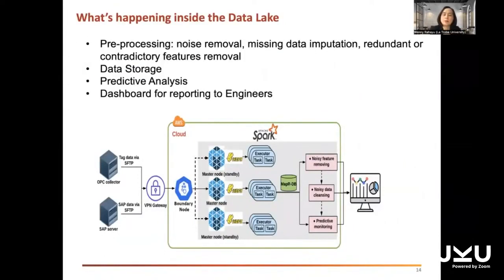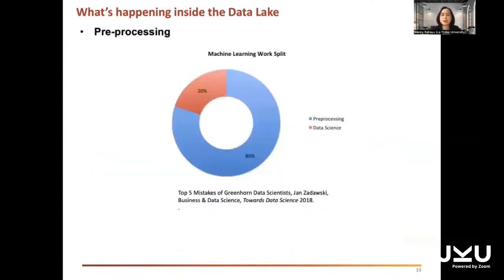So the focus of my talk today is two areas of pre-processing. I think this is the most interesting part, which is directly related to IoT data, and that is noise removal and missing data imputation. I'm going to explain a little later why that is important.